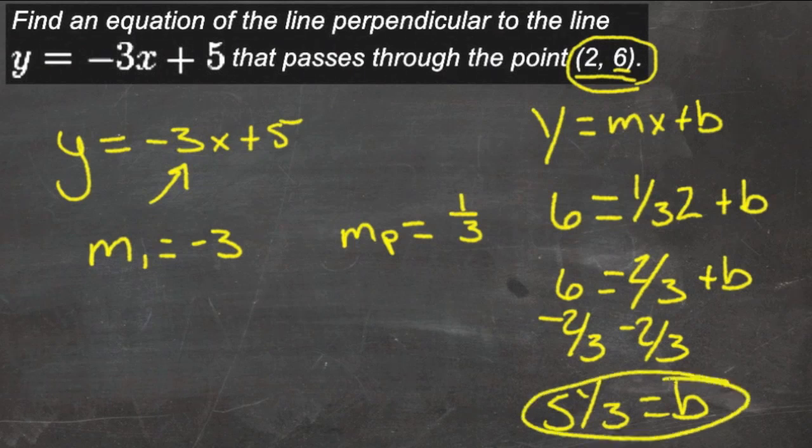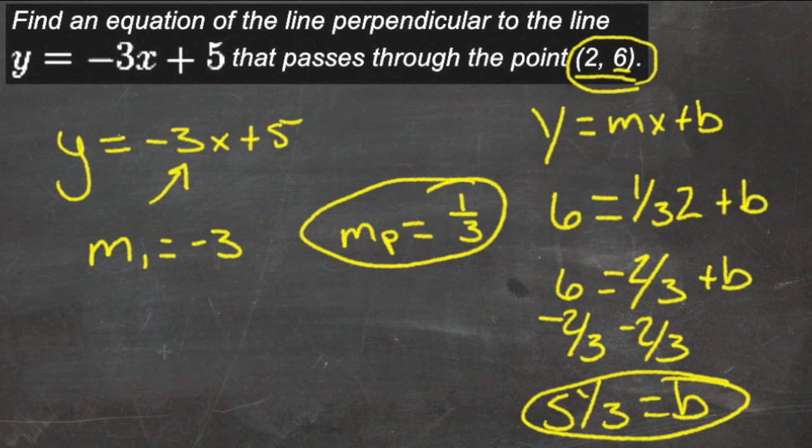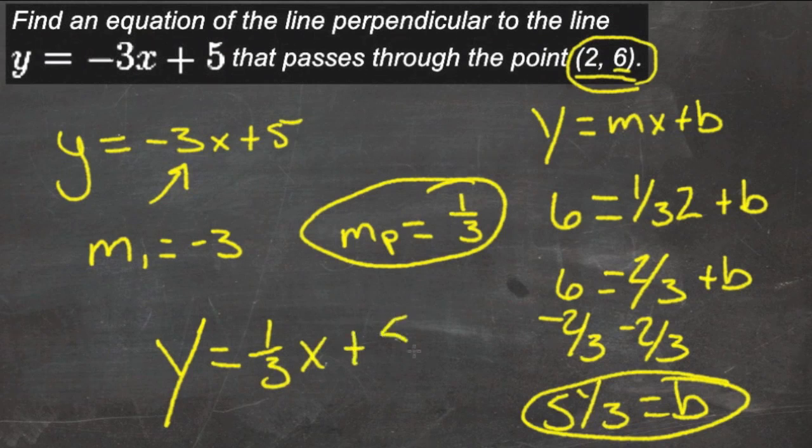So now we have b, and we already had m, and that's all we need to write our equation. So our equation then is y equals 1/3 x plus 5 and 1/3.